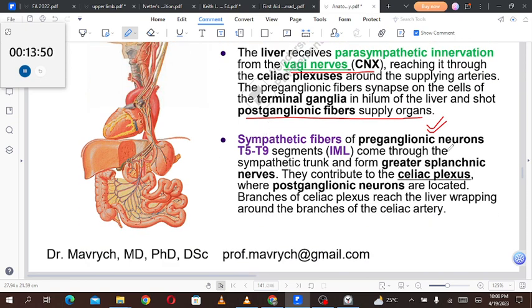Sympathetic fibers of the preganglionic neurons, T5 to T9 segments, come from the intermediolateral horns, come through the sympathetic trunk, and from the greater splanchnic nerves. They contribute to the celiac plexus, where the postganglionic neurons are located. Branches of the celiac plexus reach the liver, wrapping around the branches of the celiac artery.